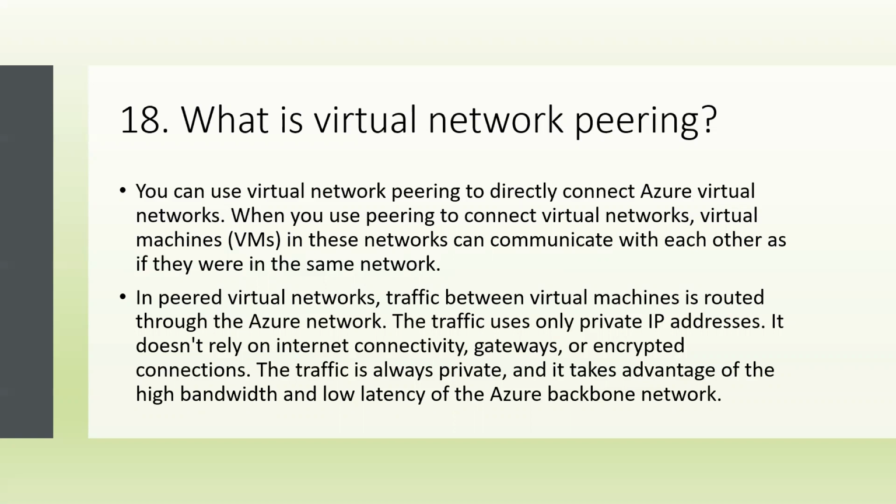You can use virtual network peering to directly connect Azure virtual networks. When you use peering to connect virtual networks, virtual machines in these networks can communicate with each other as if they were in the same network. In peered virtual networks, traffic between virtual machines is routed through the Azure network.